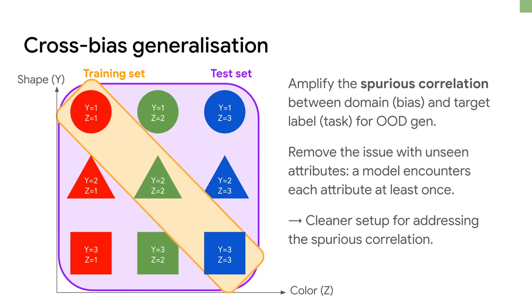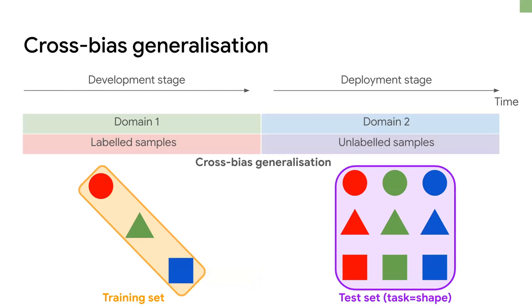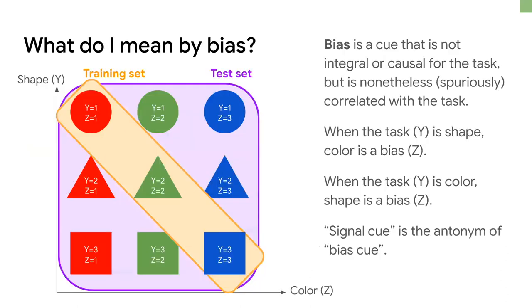The problem is, let's say the test set considers all possible variations of color and shape, right? And the model just chooses to use color. But let's say the task is shape recognition. Then the model will fail to generalize well to the test case. So this is the typical example of the second case that I mentioned before. The model is choosing to use a different cue that's not essential for the task. And I call this cross-bias generalization. So in a diagram, it looks like that. The training set looks like that, and the test set is like that.